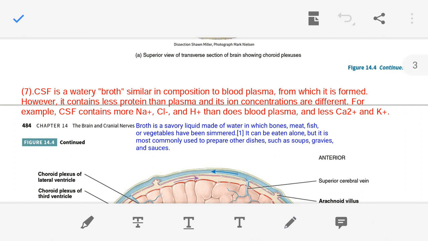So in the seventh point we have discussed the composition of CSF, what CSF is and how it is produced, and which ions are present in CSF.